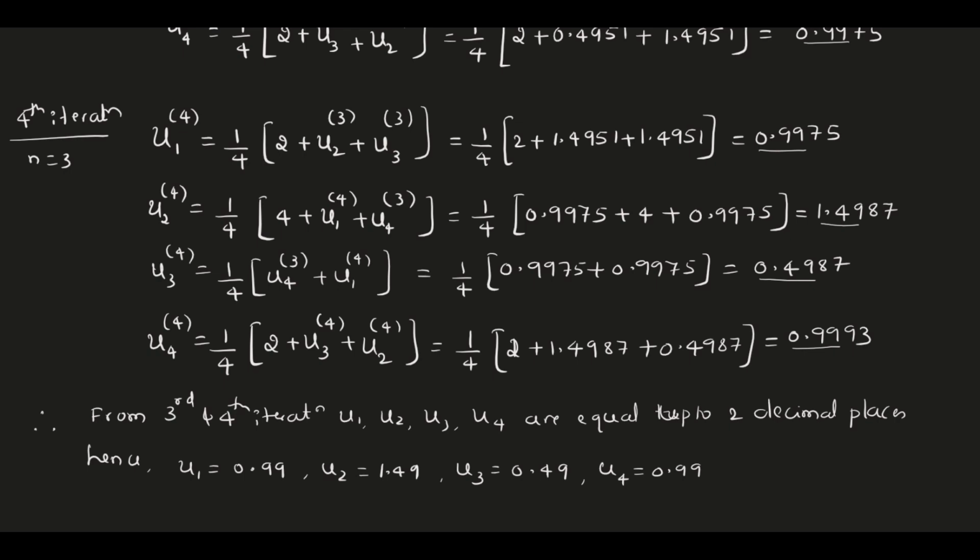So, this is how to find the values of u1, u2, u3, u4 using the iteration method. Now, just compare this with the standard 5-point formula direct method that I solved in the previous class, the last lecture. There, using the 5-point formula method directly, we got U1 as 1, U2 as 1.50, U3 as 0.5 and U4 as 1.